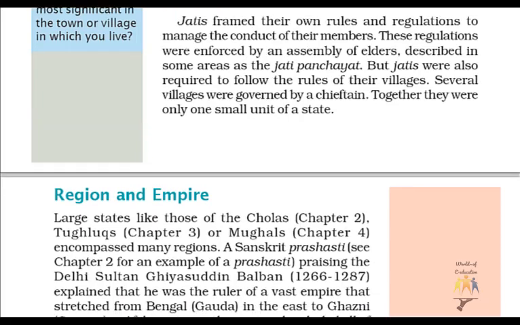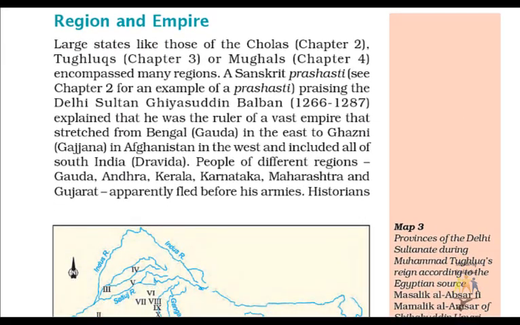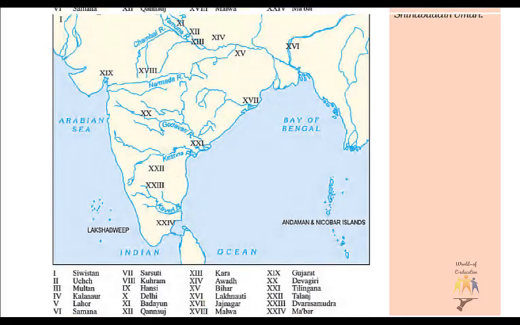Region and empire. Large states like those of the Cholas (Chapter 2), Tughluqs (Chapter 3), or Mughals (Chapter 4) encompassed many regions. A Sanskrit Prashasti (see Chapter 2 for an example of a Prashasti) praising the Delhi Sultan Ghiyasuddin Balban, 1266-1287, explained that he was the ruler of a vast empire that stretched from Bengal, Gauda, in the east to Ghazni, Gajjana in Afghanistan in the west and included all of South India, Dravida. People of different regions, Gauda, Andhra, Kerala, Karnataka, Maharashtra and Gujarat, apparently fled before his armies. Historians regard these as exaggerated claims of conquests.